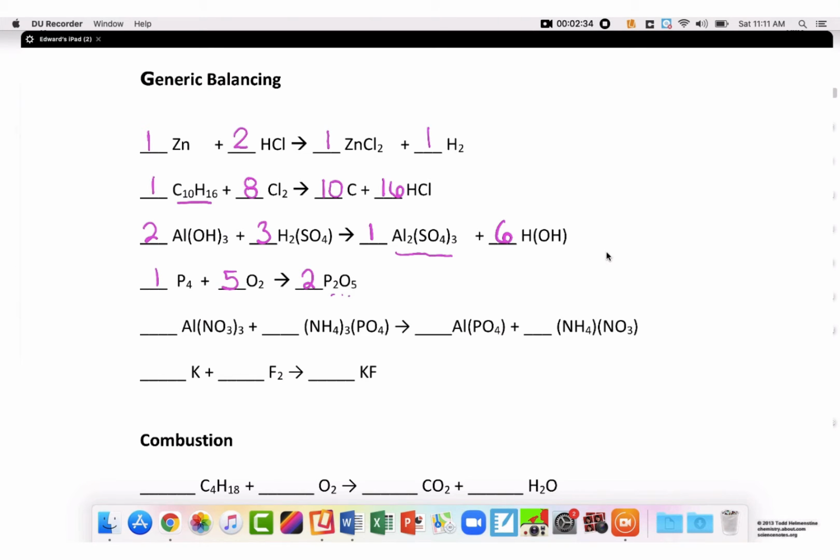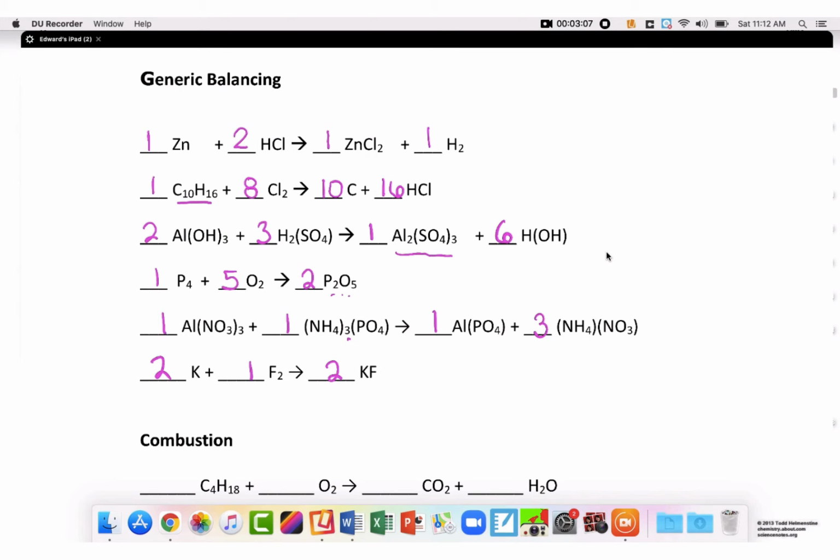We probably will start with this. It doesn't make a difference on this one, really. That's 3 ammoniums. Put a 3 in front of that. That's 3 nitrates. We already have 3 nitrates. 1 aluminum, 1 phosphate, 1 phosphate. Last one. We have 2 F's, 2 F's, 2 K's, 2 K's. We're done. All right? That's the balancing equation section. It shouldn't be that difficult.